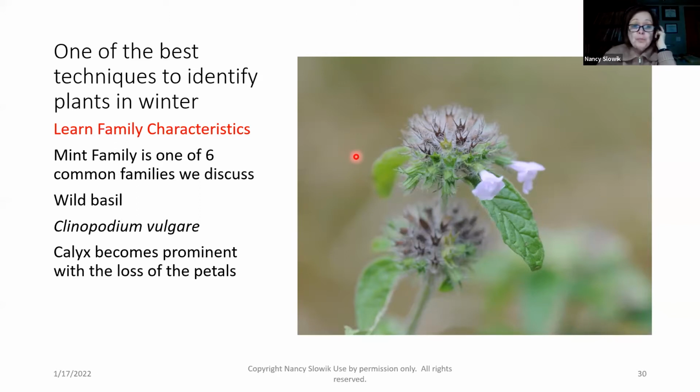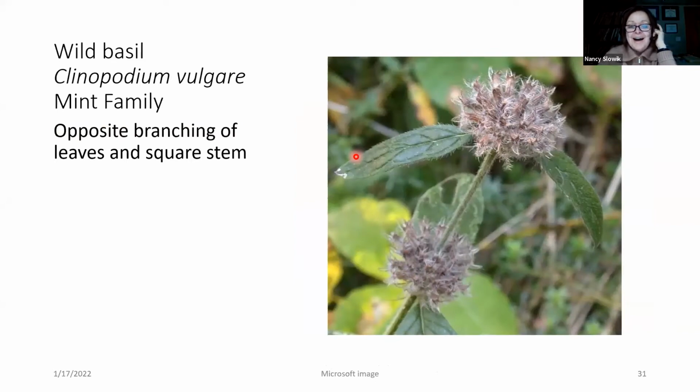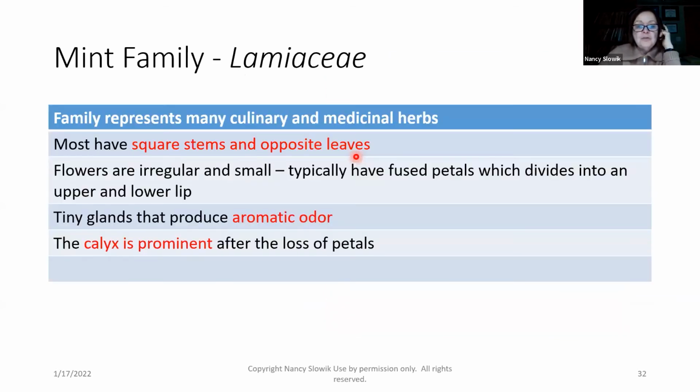This is a very small plant. It's now being questioned whether or not it is a native, but for now, I keep it in my native category. Again, the mint family: opposite branching, square stems, obvious calyx. So these are characteristics that when you're out in the field are readily available to you.